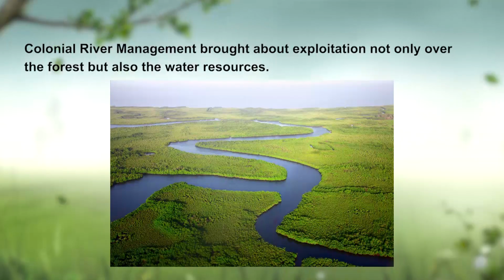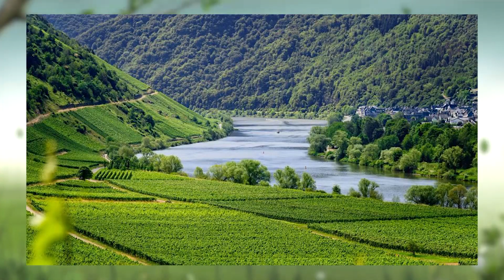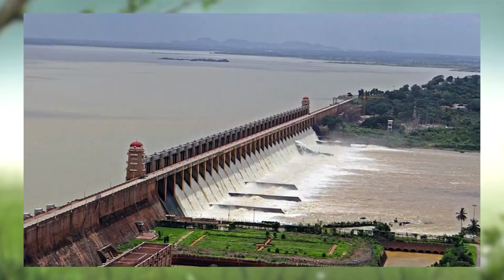Coming from the forest, another important thing that needs to be mentioned is colonial river management. The colonial river management, in fact, brought about colonial exploitation not only over the forest, but also over the water resources. By applying colonial water management, they tried to tame the rivers of India. They started building dams, not only for hydropower projects, but for irrigation and other things, which historian Sunil Amrith called water's final subjugation to technology.